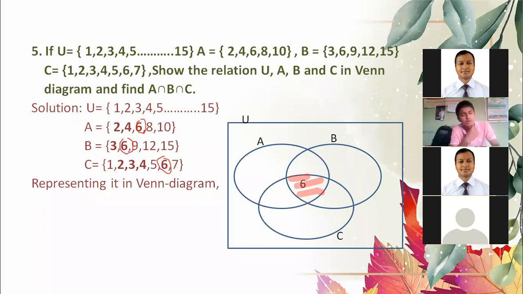Now, sir, 2 and 4? First, the common element of all A, B, and C is 6 only. Now look at the common elements from A and B. Is there any element common in A and B?